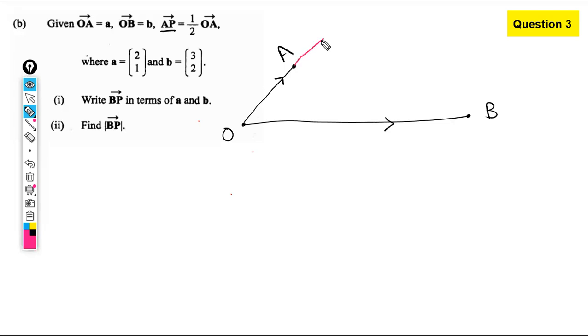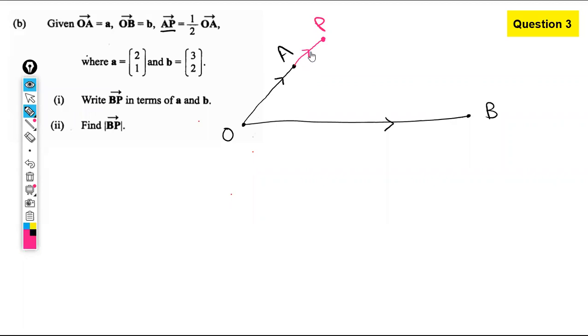A to P, that's half the distance from O to A. To put that in perspective, if from O to A was 10 centimeters, that means AP is half of OA. So AP would be 5 centimeters, but in the same direction that OA was going. Everybody with me so far? Right? And remember, in vectors, you must have your arrows. Okay, it's very, very important that you have your arrows.